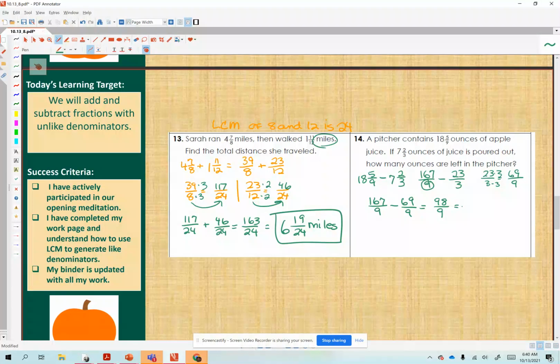98 divided by 9 is 10 with 8/9 left over, and we are answering this in ounces. So 10 and 8/9 ounces were left in the pitcher.